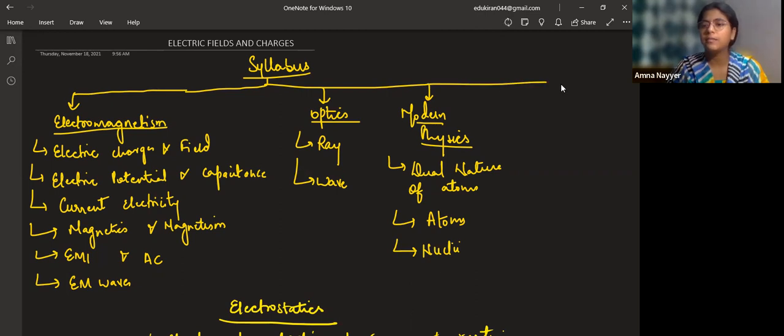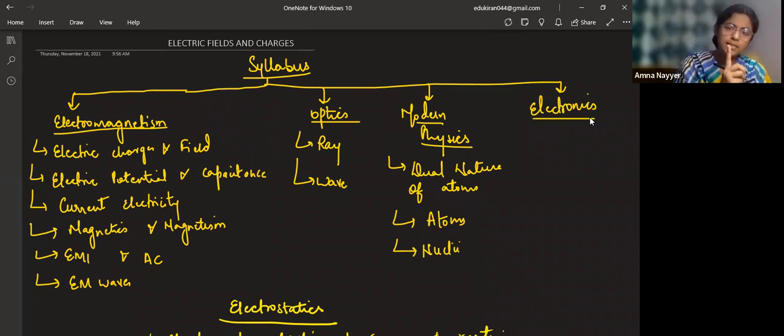And the last unit is the unit of electronics. One single lesson is now included. Communication systems have been deleted. The whole lesson has been deleted. So we are also not going to do it, because no question is going to come in your entrances, and from your CBSE board perspective also, it's not going to come.